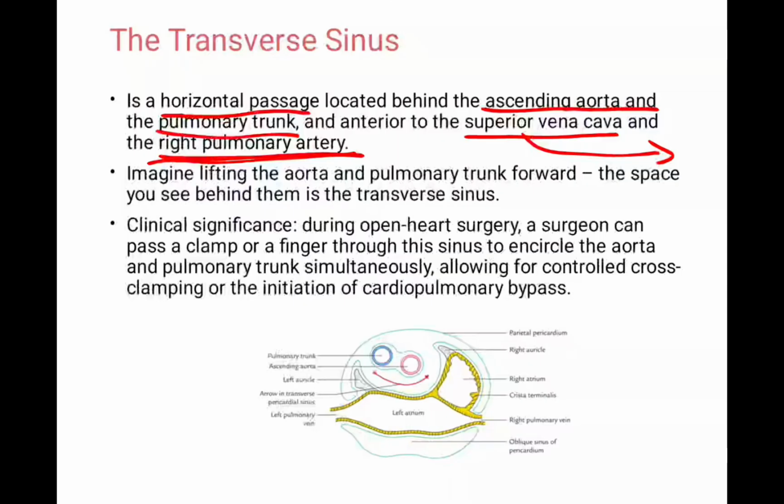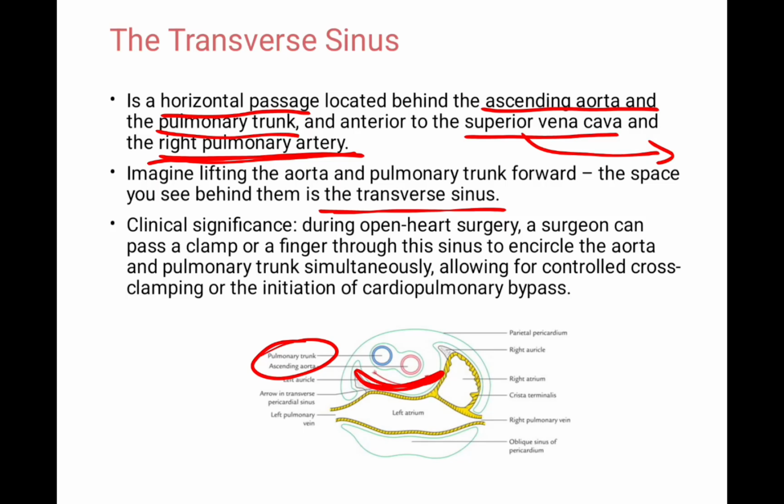Imagine lifting the aorta and the pulmonary trunk, which are anterior to it, forward. The space you see behind them is what we call the transverse sinus. So this is the pulmonary trunk and the aorta in front.